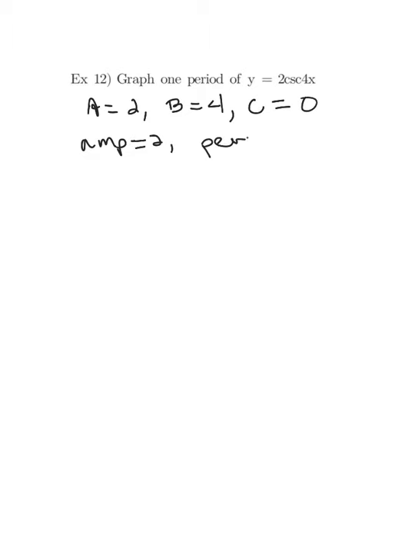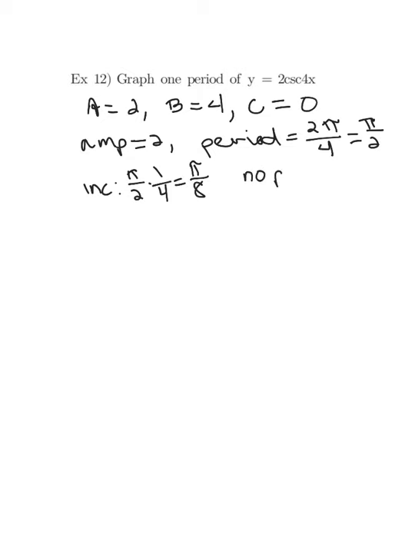Period will be standard length of 2 pi divided by 4, which simplifies to be pi over 2. The increments will be pi over 2 divided by 4, or times 1/4, which gives us pi over 8. And since C is 0, we have no phase shift.